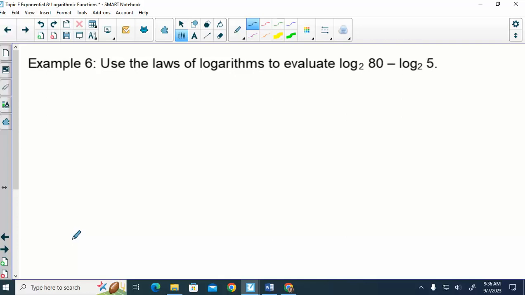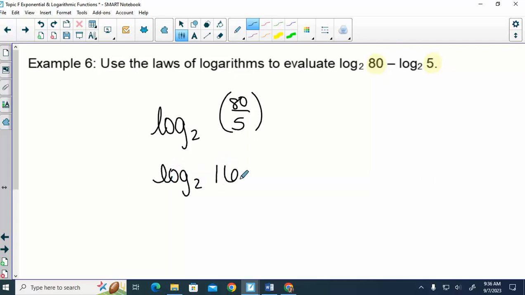Use the laws of logarithms to evaluate log base 2 of 80 minus log base 2 of 5. So think about those properties of logs we wrote down. I have two logs being subtracted. If I wanted to put these back together, what am I going to do with my arguments? So 80 divided by 5 is 16. Remember what this means. It's like saying 2 to what power equals 16?